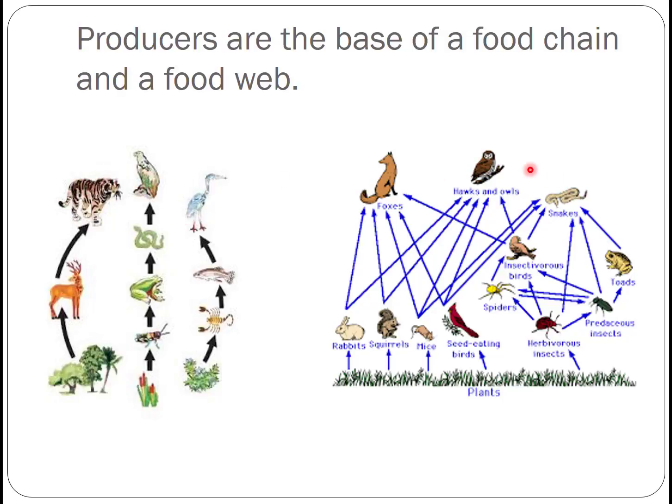These are apex predators. They are at the top of the food chain, and they are the last stop of the energy that the producers make, which is passed through the food web and the food chains until it reaches the apex predators, which are the secondary or tertiary consumers.